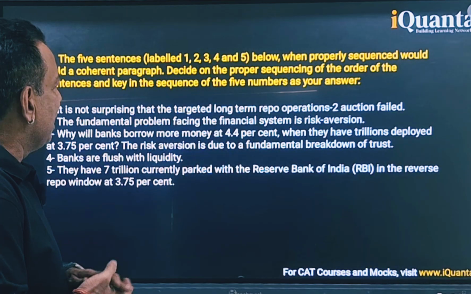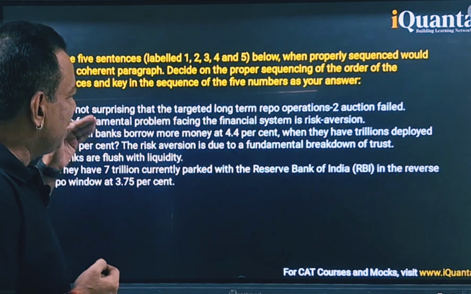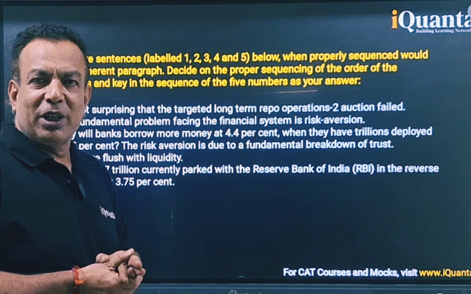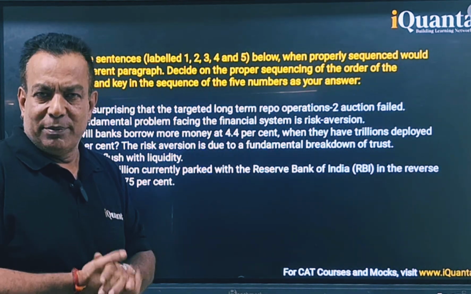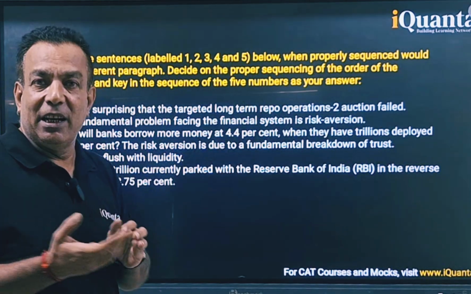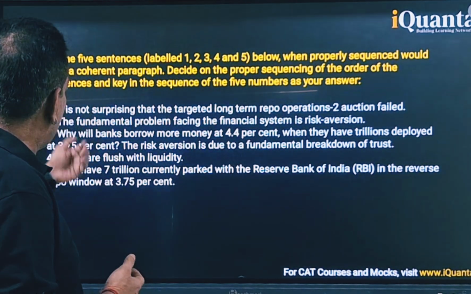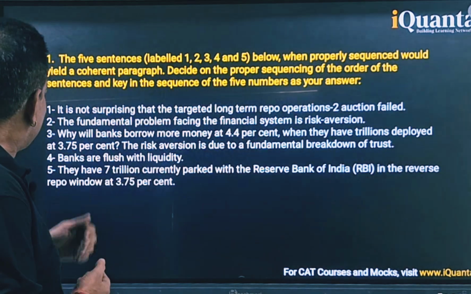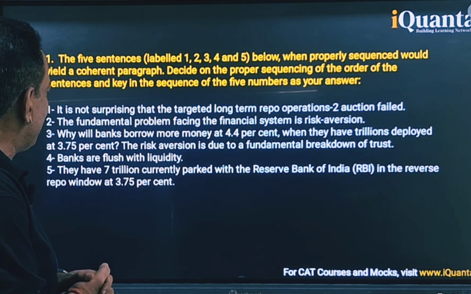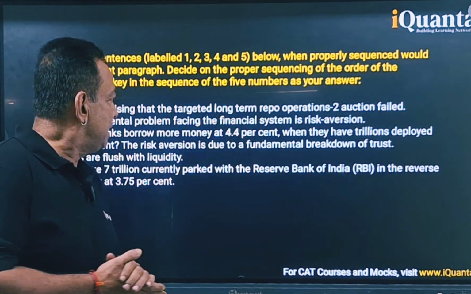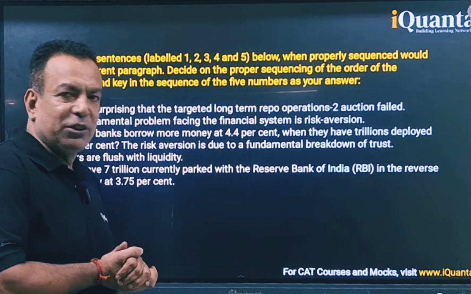So in the first sentence, it says, it's not surprising that the targeted long-term repo rate auctions failed. So this does not start the sentence basically because it is talking about an outcome. Say the repo operations auctions, they failed. So let's look at the other sentences. And when we look at the second one, the fundamental problem facing the financial system is risk aversion. I believe this is a potential first sentence.